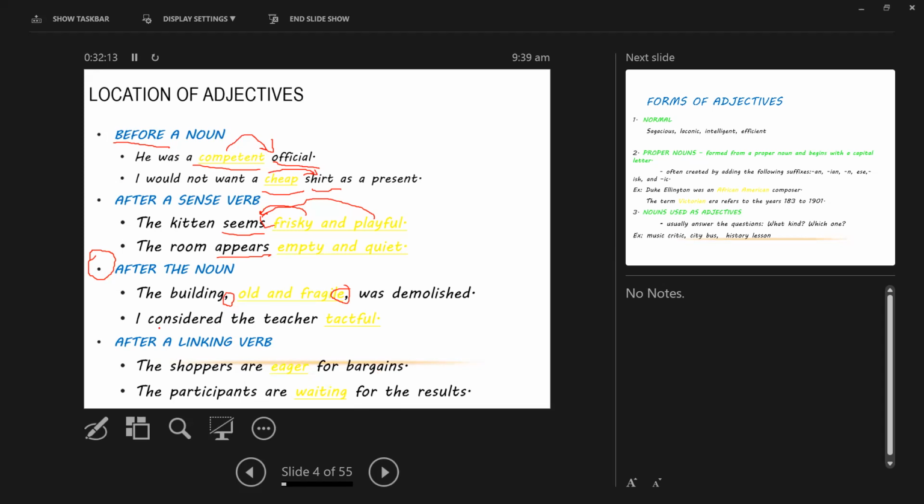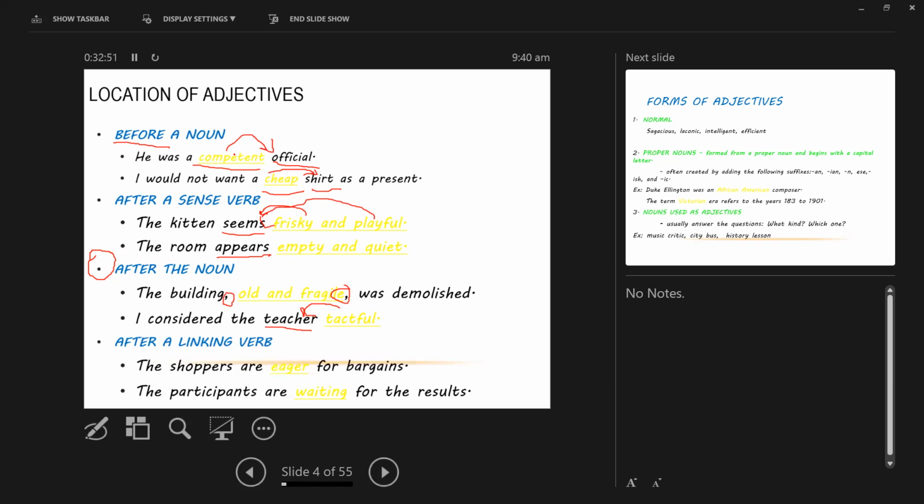All right? Another example is I considered the teacher tactful. As you can see, the noun is teacher. The word that describes a teacher is tactful. And it is seen after the noun. Okay? Pwede mo namang sabihin that she's a tactful teacher. That's the most simple form. Okay? She's a tactful teacher. She's an active teacher. She's an attentive teacher.